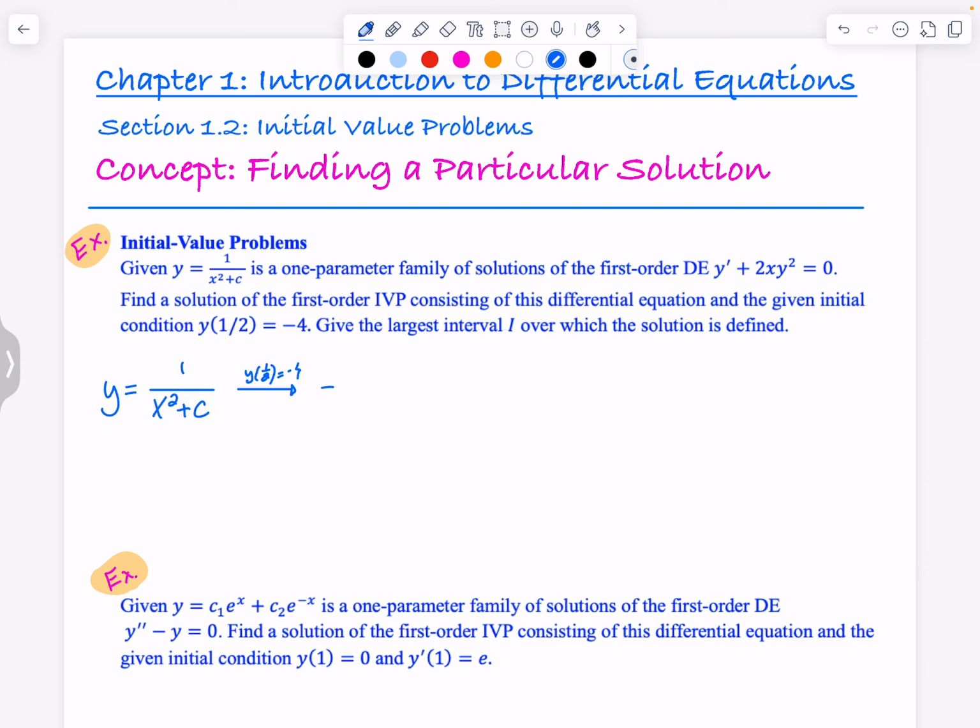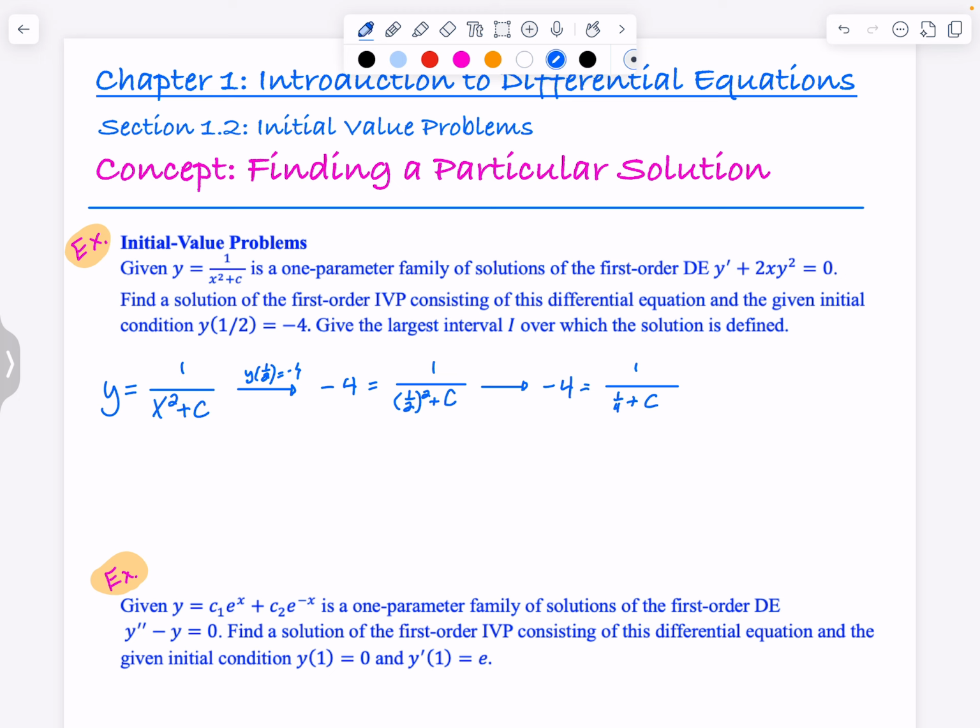So what we get is -4 equals 1 over 1/2 squared plus c. So I plugged in 1/2 to the x and -4 into the y. Okay, if I keep going here, it's going to kind of keep using arrows. Please do not use equal signs. Don't just keep doing equals. You're writing a lot of wrong statements when you do that. Just use an arrow. Okay, this is 1 over 1/4 plus c.